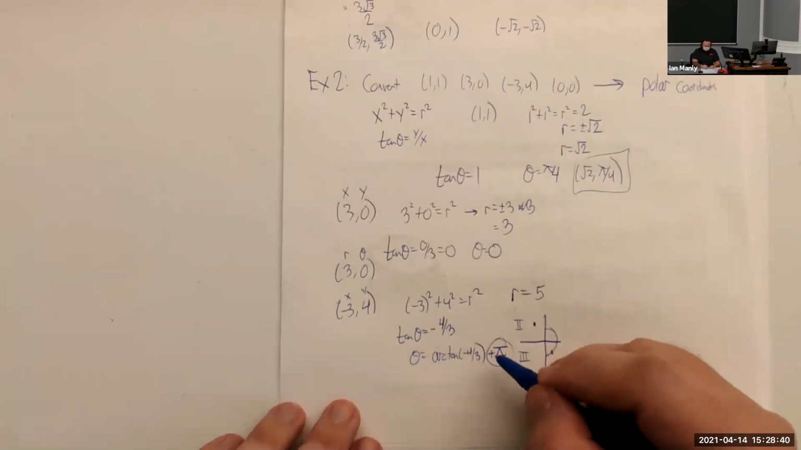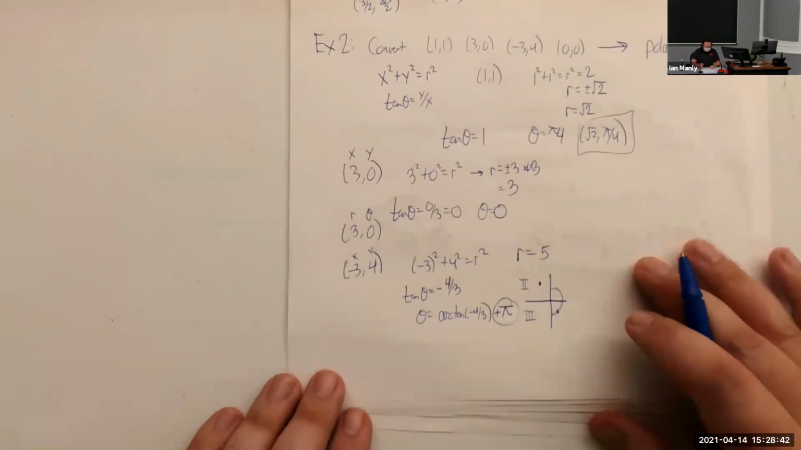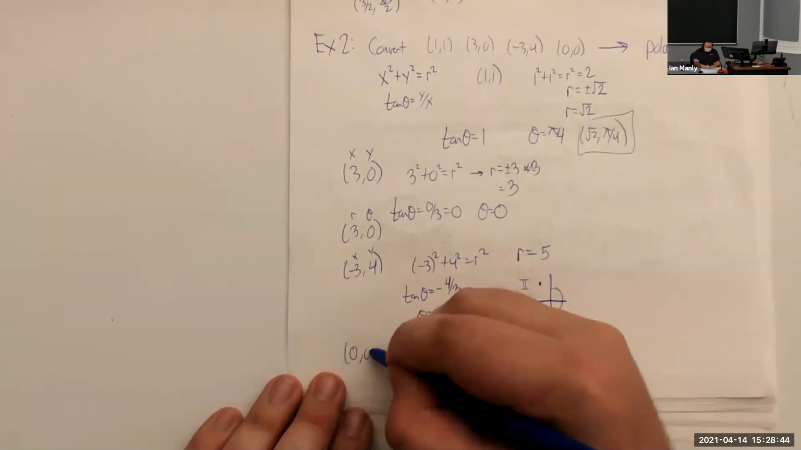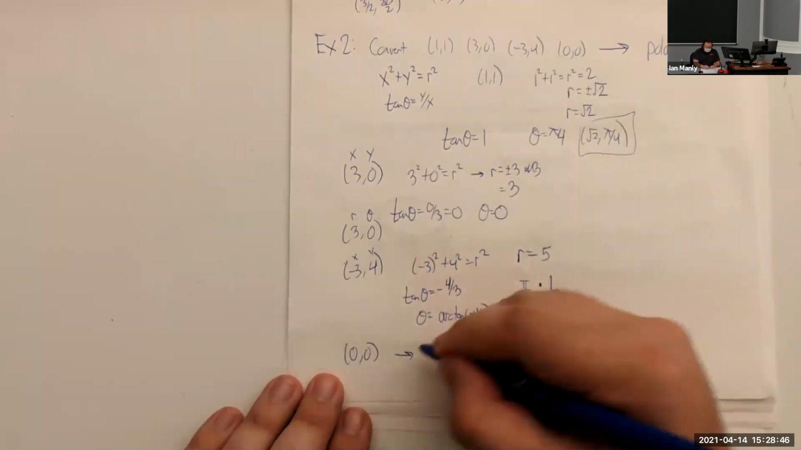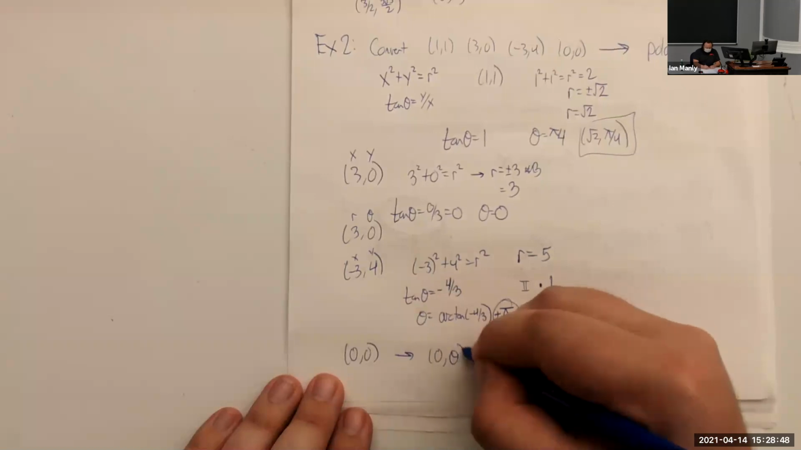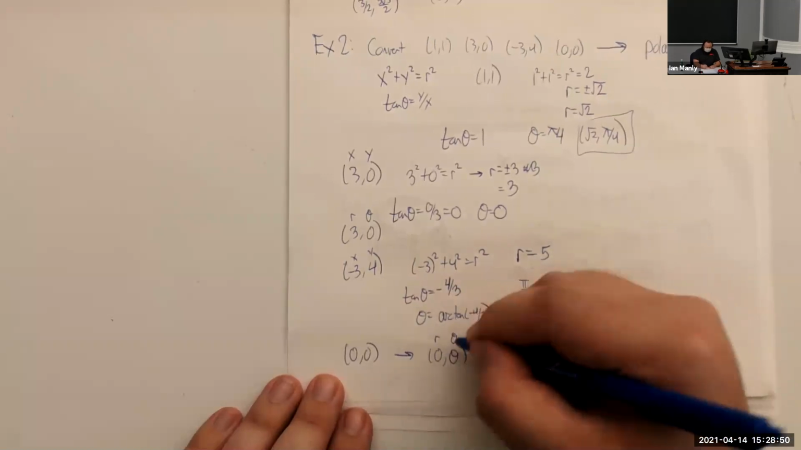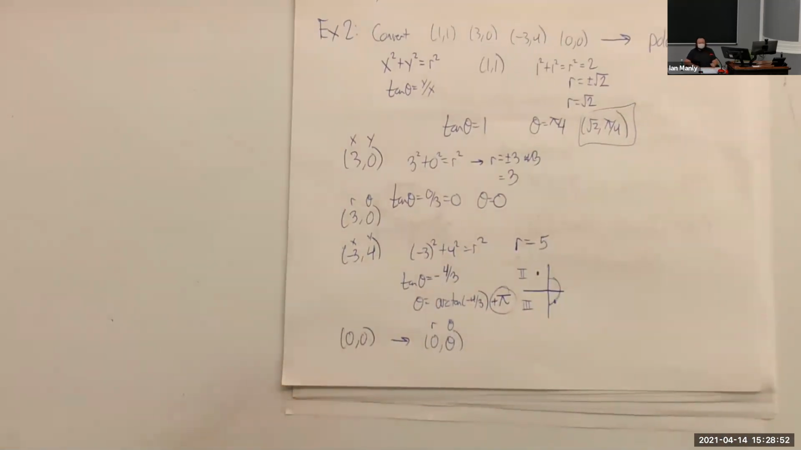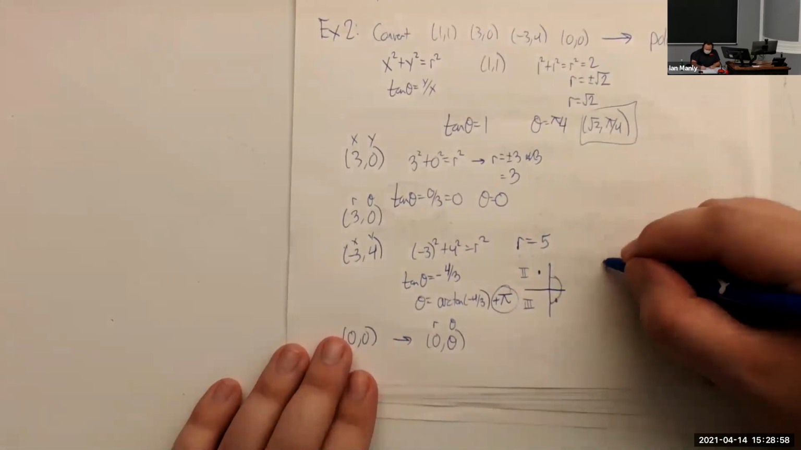All right, so we had a little bit of difficulty with this theta right here. And then we have 0, 0. Well, remember how this was expressed. This is going to be 0 theta because we can have any theta we like if our r value is going to be 0 right here. Let me write this a little more clearly.